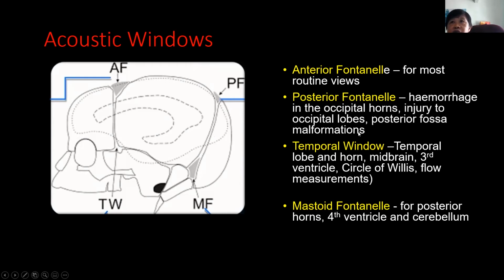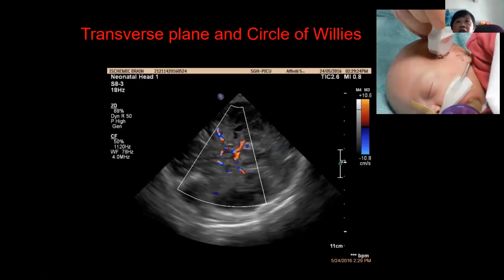Occasionally you may use a posterior fontanelle, but here I want to put stress on the temporal window and the mastoid fontanelle. The temporal window is to look at the base of the brain, temporal lobe, horn, midbrain, third ventricle, and circle of Willis. And why you want to look at the circle of Willis is to measure the flow.